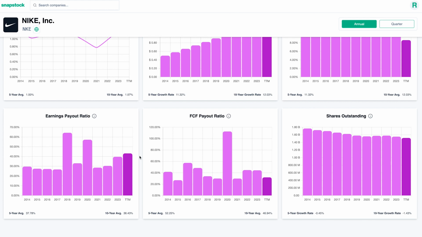For example, we can look at Nike here, who historically has had a very low payout ratio. I mean, in the last few years, it's hovered between 30 and 40%, and on average over the last 5 years, their payout ratio is about 38%. So either way, very low payout ratio.